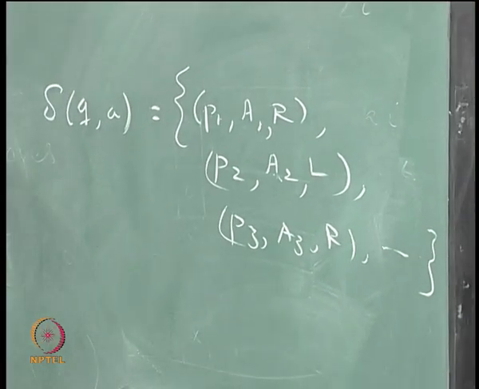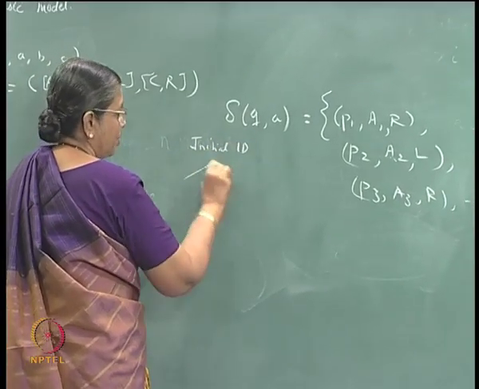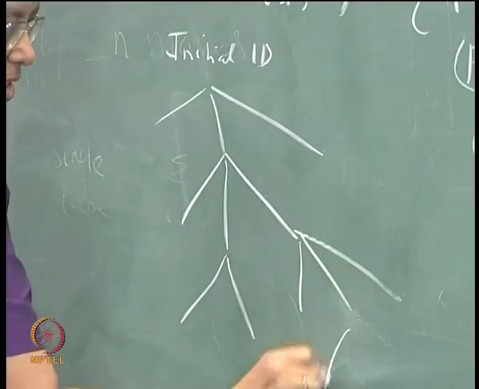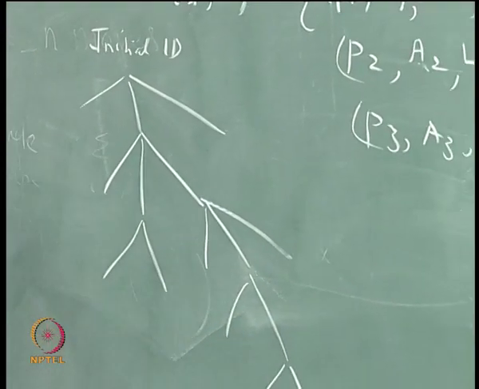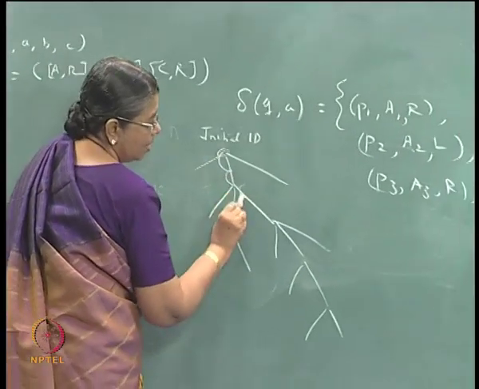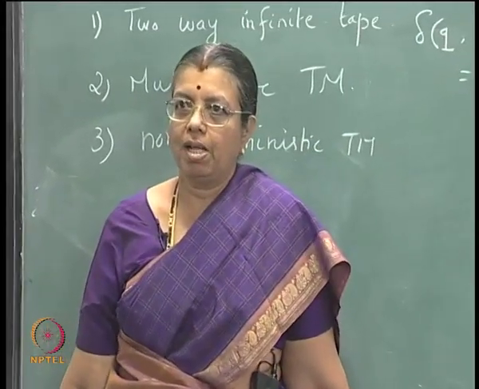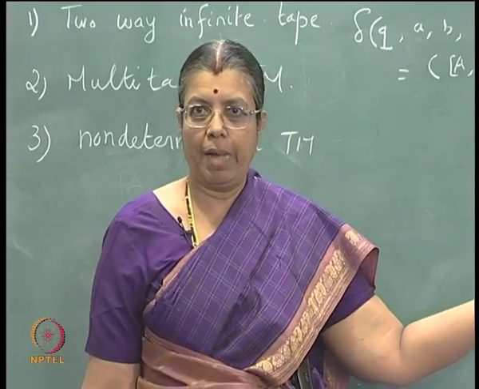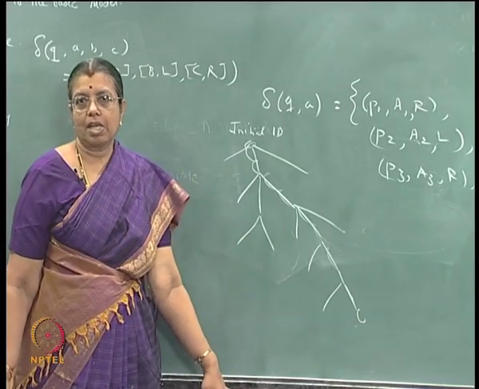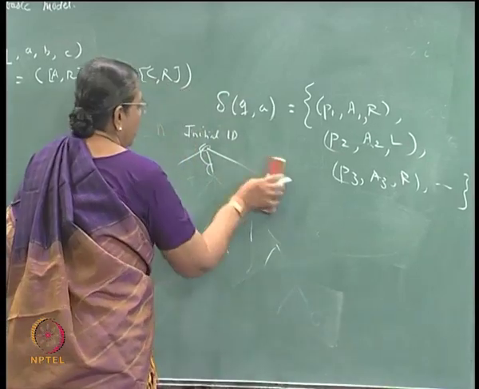So, starting with the initial ID, you may have some choices, from each one you may have choices, from each you may have more choices and so on. So, when will the string be accepted? If there is one sequence which leads to acceptance, the string will be accepted. Other sequences may not lead to acceptance, does not matter. If there is one sequence which leads to acceptance, the string will be accepted, just as we define for a push down automaton.